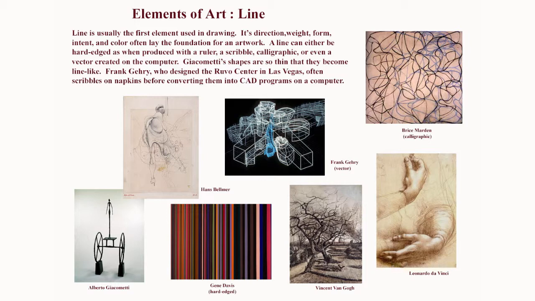Over to the left, you'll see an Alberto Giacometti sculpture, which is a very thin shape that becomes a line. So it's a very linear-based sculpture.